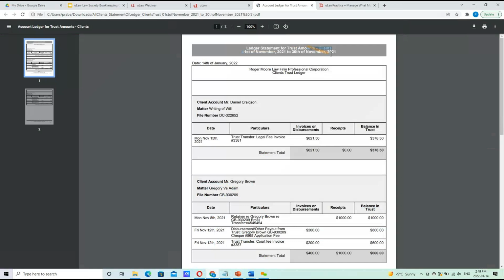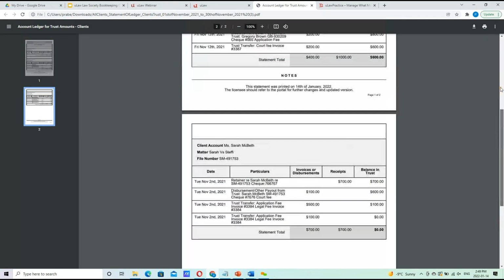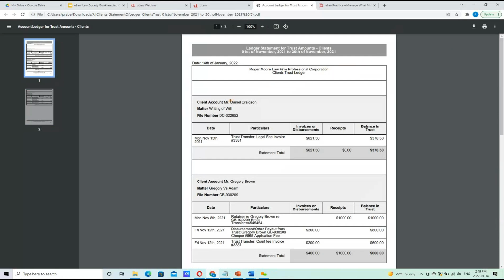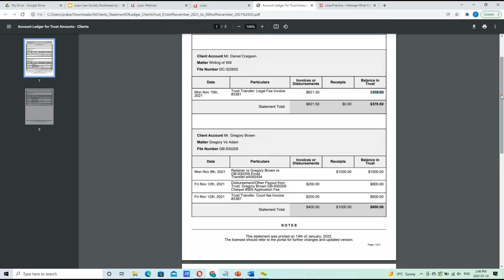For the month of November, let's say you're being asked, can you show me your trust ledger for the month of November? Here it is. But of course, it was generated on the day of my audit, for example. You can see the clients across that date range with outstanding balances, starting with Mr. Daniel Craigson, who had $621 with a trust balance of $378. The data elements are pretty similar to what's expected in the bookkeeping compliance and the audit template that you're expected to provide.